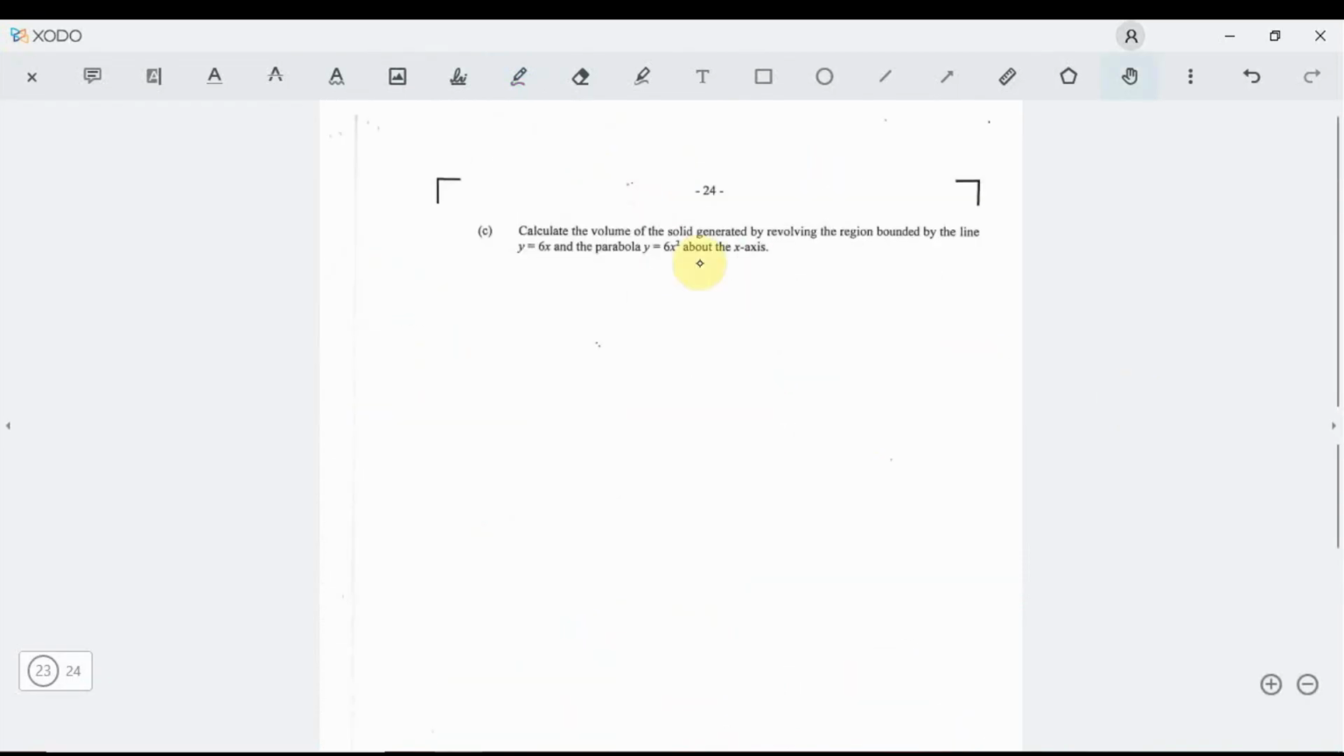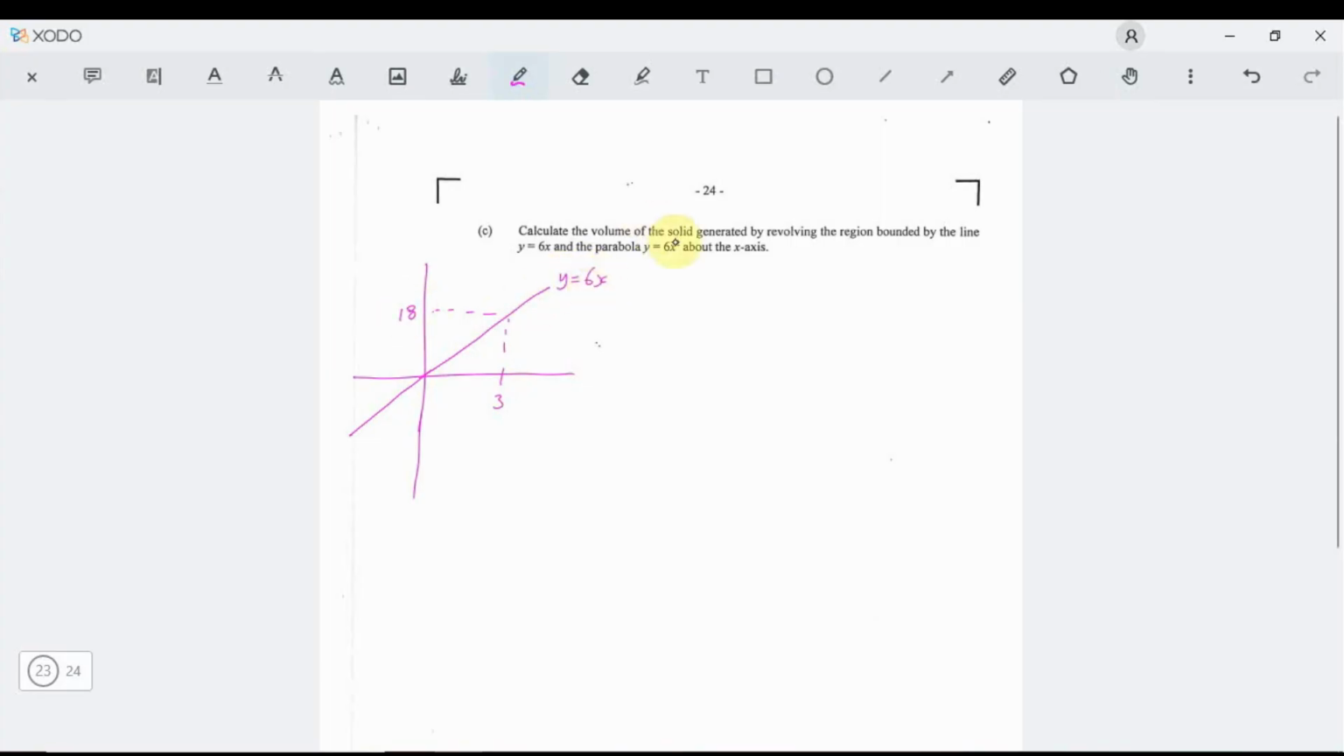Next part, it says calculate the volume of the solid formed by rotating the line y equals 6x and the parabola y equals 6x squared. First thing is, I love the sketch. The line y equals 6x is just a straight line like this. So when x is 3, the y value is 6 times 3, which is 18. This is the line y equals 6x.